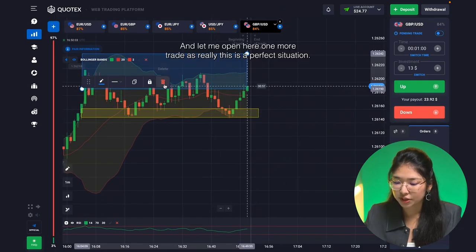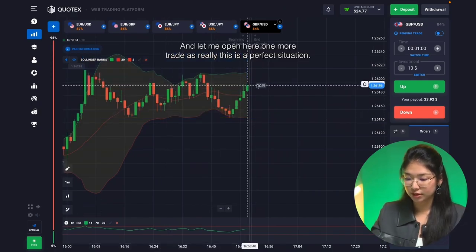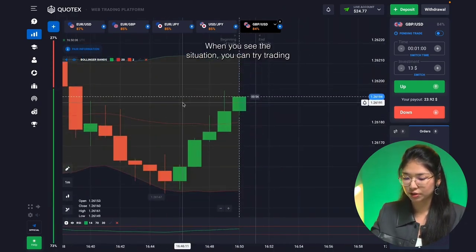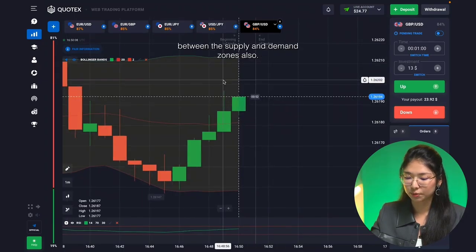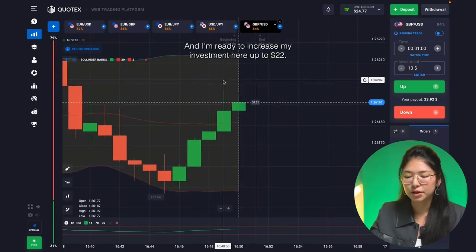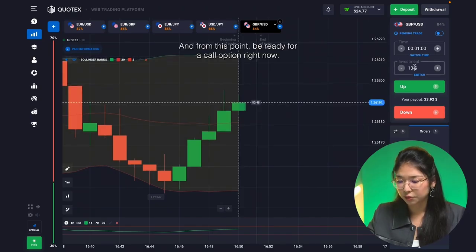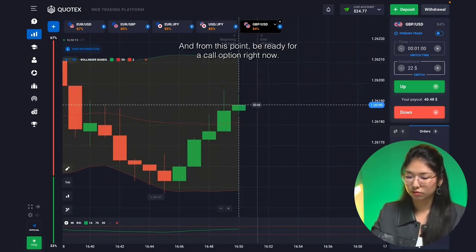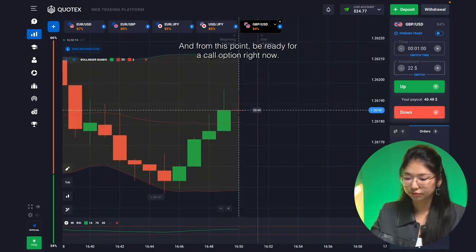So let me open one more trade here. This is a perfect situation. When you see this situation, you can try trading between the supply and demand zones also. And I'm ready to increase my investment here up to $22. And from this point, be ready for a call option right now.